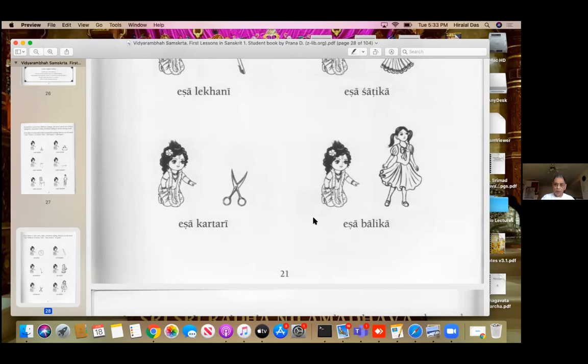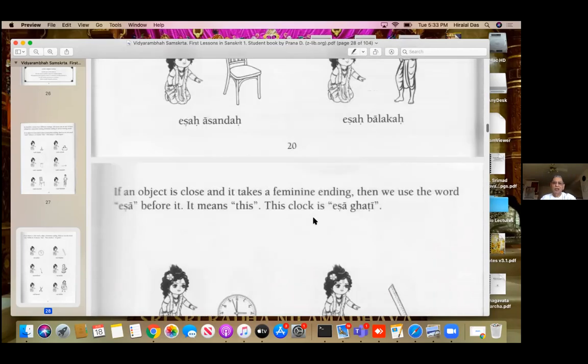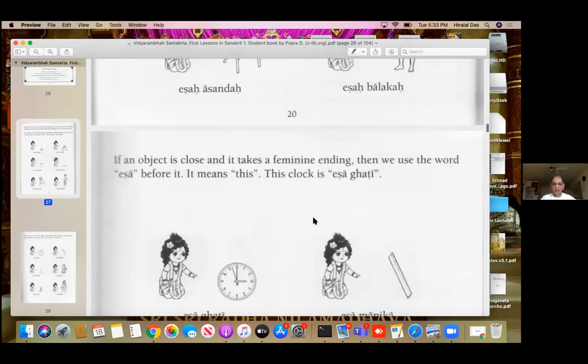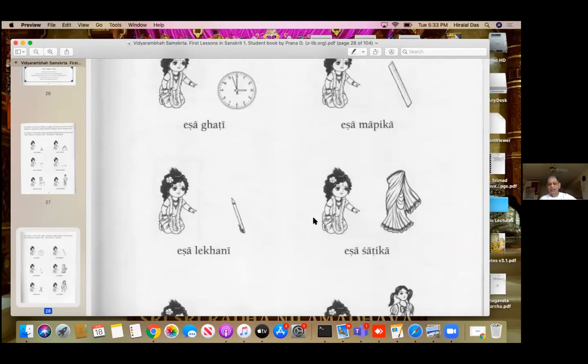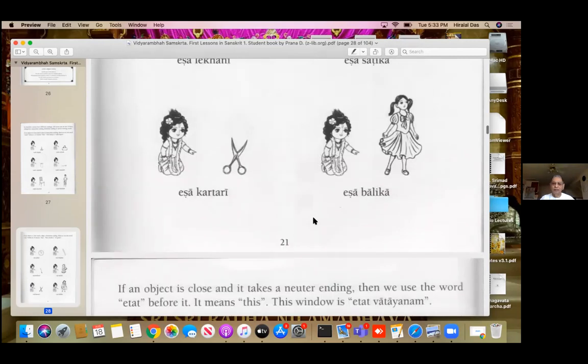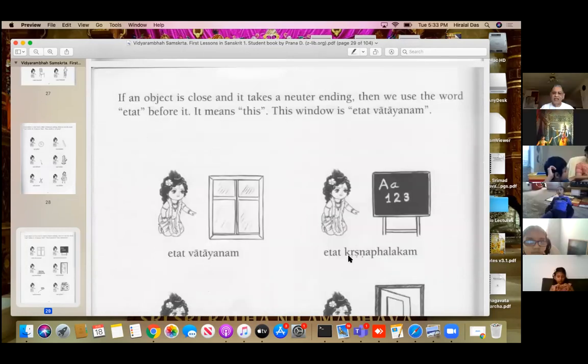Okay. So you have to distinguish masculine and feminine. So masculine names end with aha, you can see. And feminine names end with e or a. Another example, nadi, is also feminine like that. Now we go to neuter names, which end with m. So like vatayanam, falakam, like that.